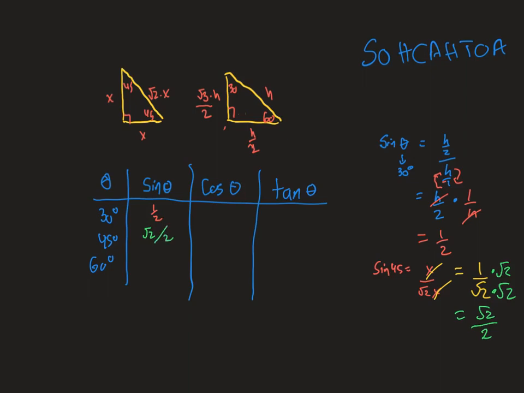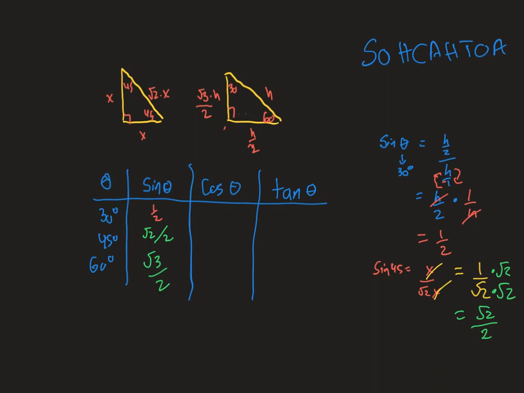And lastly, but not least, 60 degrees. If we're working with 60, we're back over here. 60, you're going to do opposite over hypotenuse. So you can guess how that's going to go. Basically, your h is going to cancel out, and you're going to be left over with root 3 over 2.